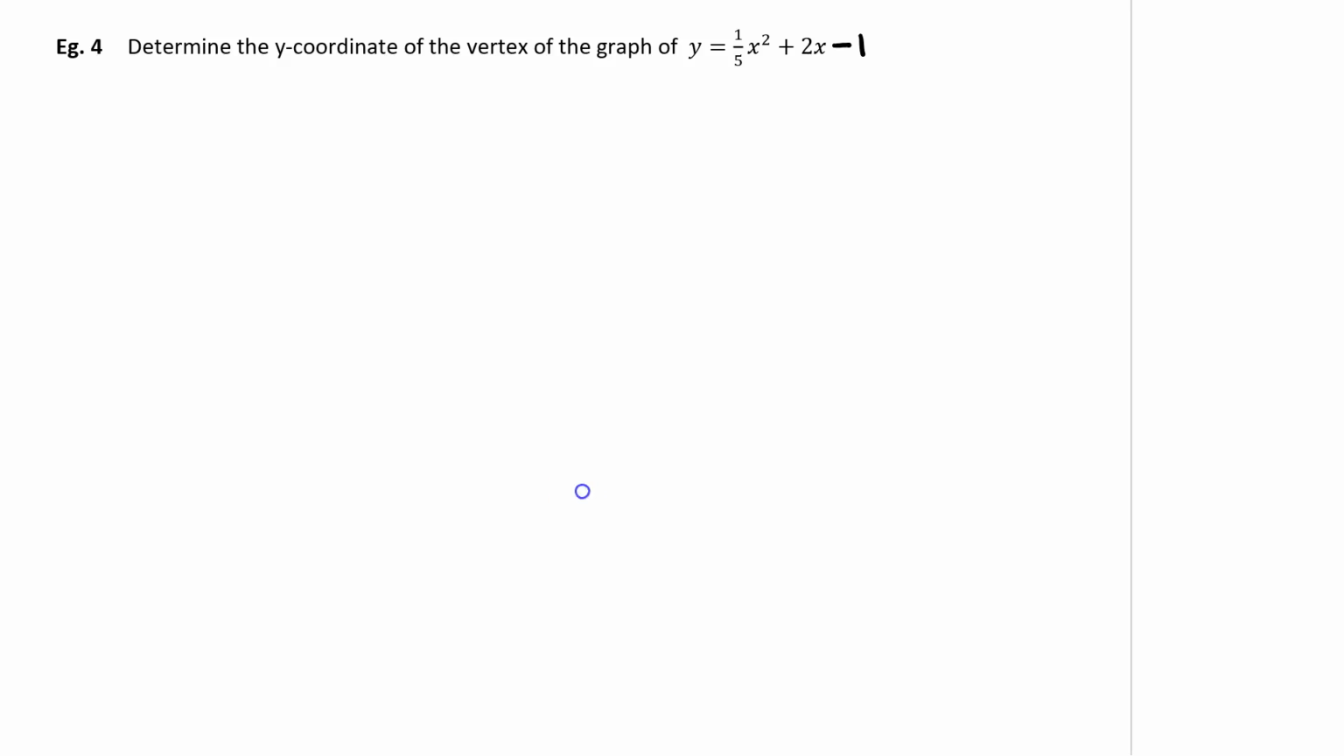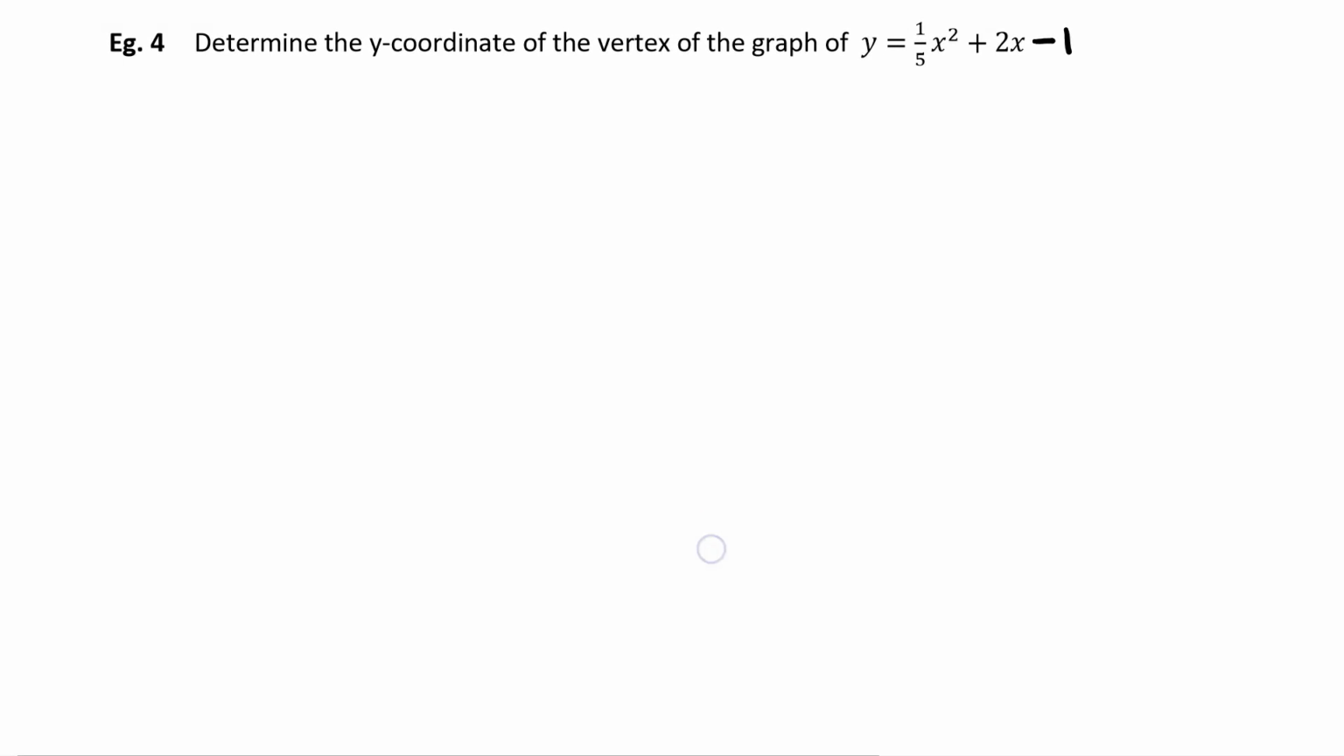Okay, we know that we can do this way quicker. So let's just remind ourselves, well, this is just for my benefit, y equals 1/5 (x + 5) squared minus 6. So we know that the y coordinate of the vertex is -6.